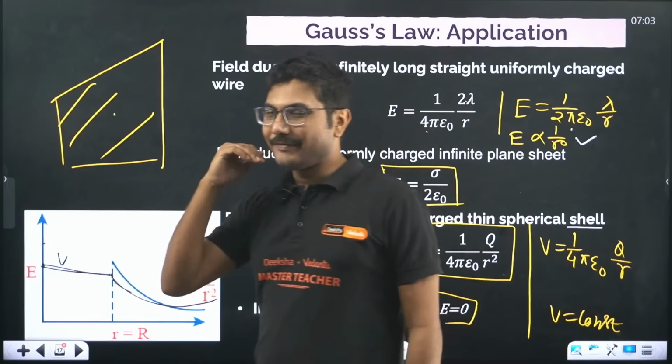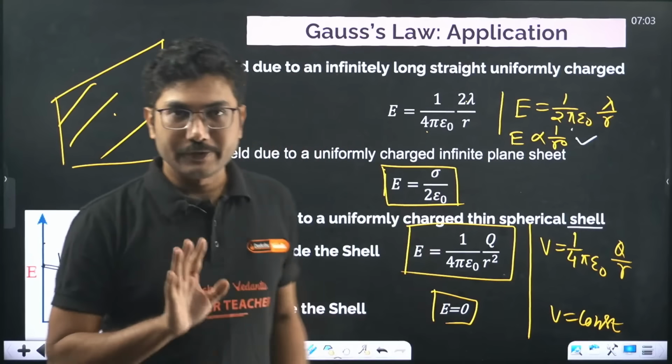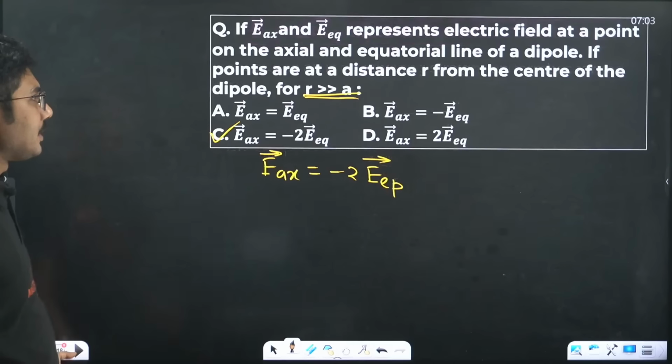So remember that if there is a straight line, it's potential. If it is falling, it will be electric field. So this comparison graph also came in the past.